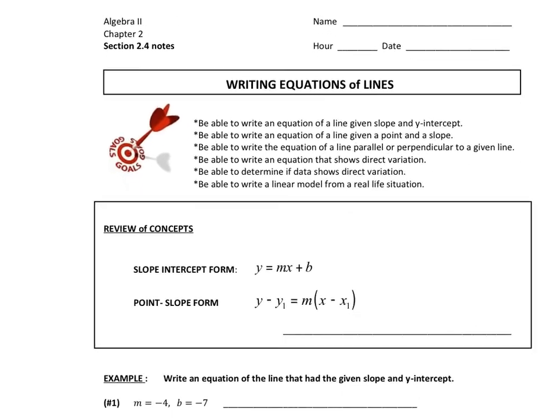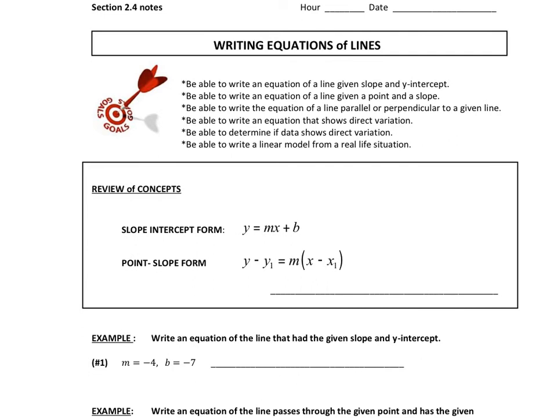Section 2.4 in Algebra 2, we start to write equations for linear lines. This is something you have done before in Algebra 1, but it's been a while, and we do a little bit more with it than you did in Algebra 1. So just reviewing of concepts or topics, y equals mx plus b is slope-intercept form, because if you have the slope and you have the y-intercept, you can calculate it pretty easily.